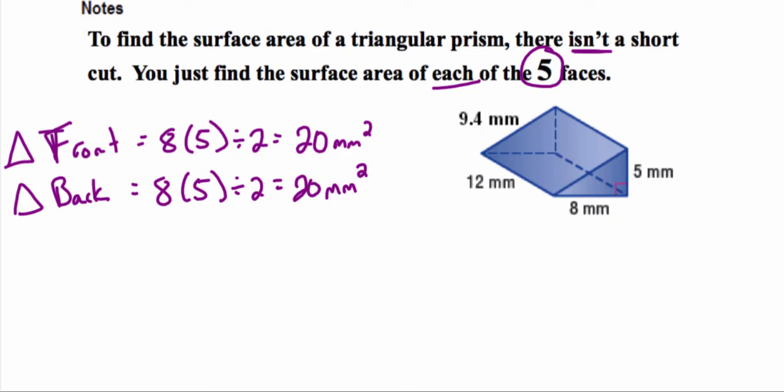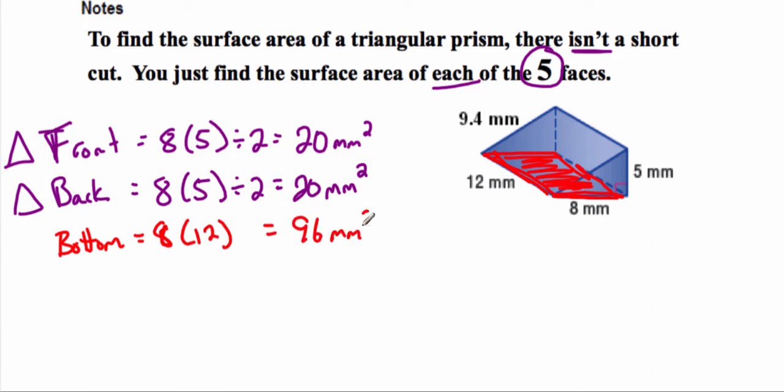Now we have to start to break apart the rest of it. And the easiest way to think about it is each of these sides are going to be rectangles. So let's start with the bottom. And I find that drawing it out or even shading it in helps me focus on just that part within a bigger picture. And I can focus on just the bottom. Bottom's a rectangle. It's 8 by 12. So 8 times 12 gives me an area of 96 millimeters squared.